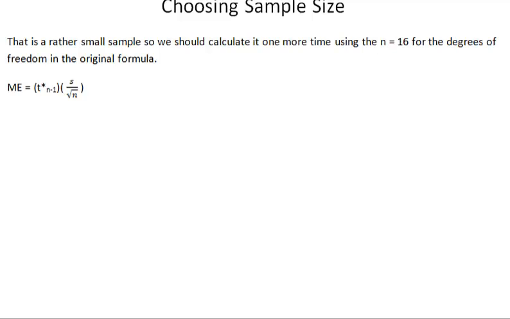So back to the formula again, and we're going to plug in the same numbers except where the T star is. This time we're going to use 2.1314. What? 2.1314? Where'd that come from? Glad you asked. Let me pull up the calculator here just a second, and I'll show you where it comes from.